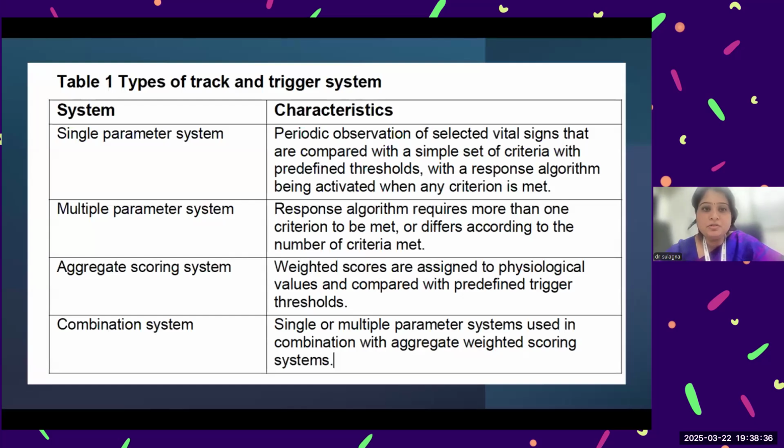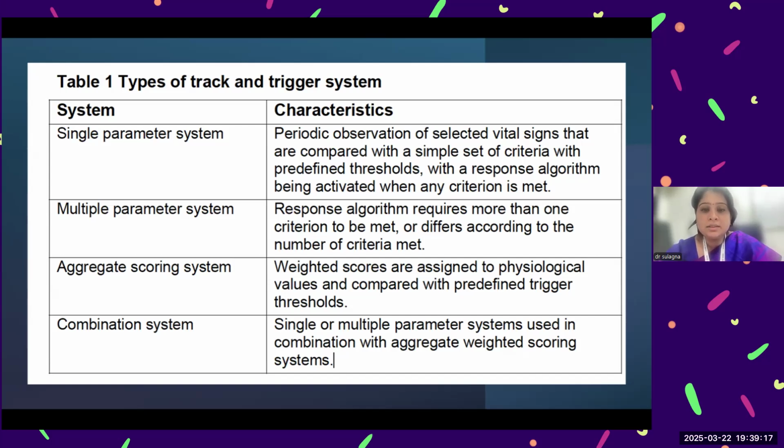So what are the different types of track and trigger systems? The first and foremost, the initial ones that were used, were the single parameter systems. Now, these included periodic observations of selected vital signs that were compared with a simple set of criteria with predefined thresholds. And the response algorithm was also very simple. So only when any criteria was met, the alarm system was activated and there was a review by the caregiving team. Multiple parameter system came as the next modification.